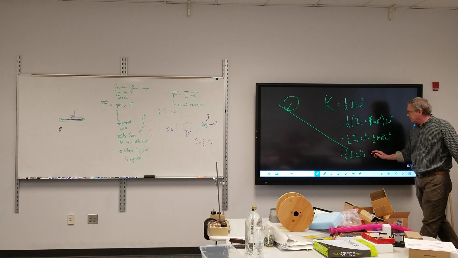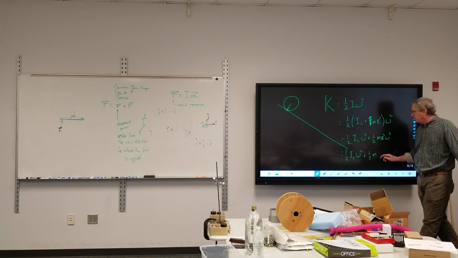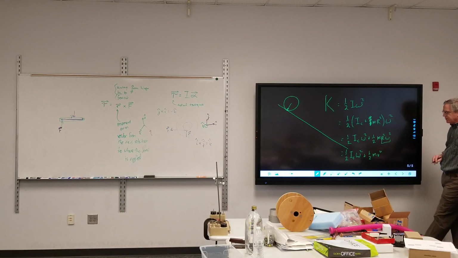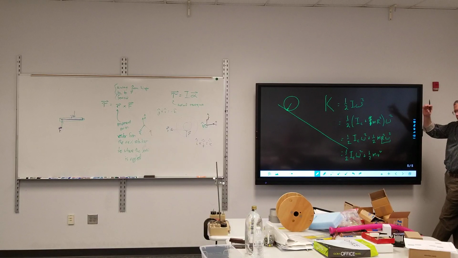omega squared plus 1/2 m v squared. It's r squared, omega squared is v squared. So when we set it up, we have translational and rotational kinetic energies, and we actually just skip the step of this.